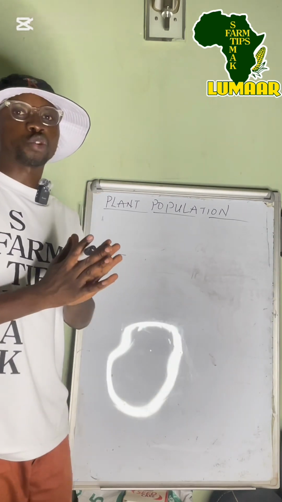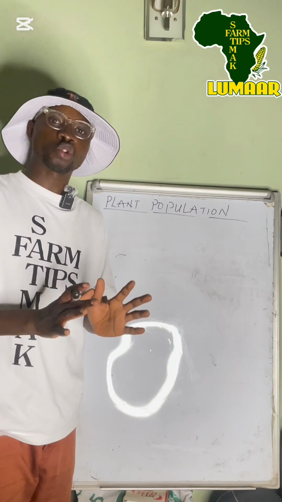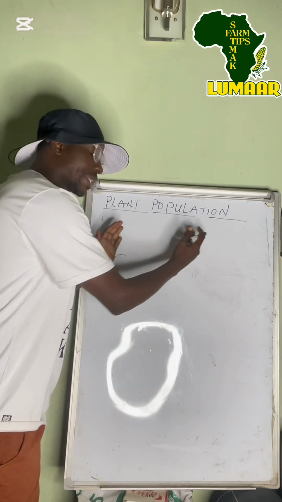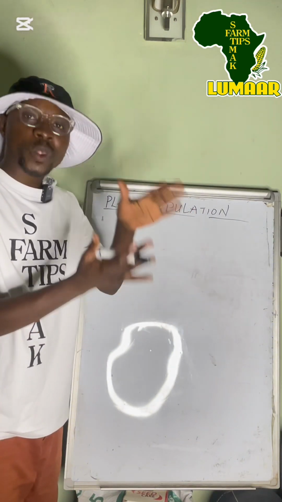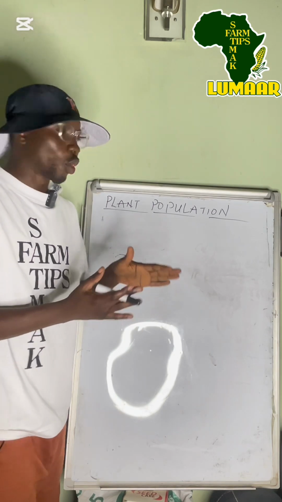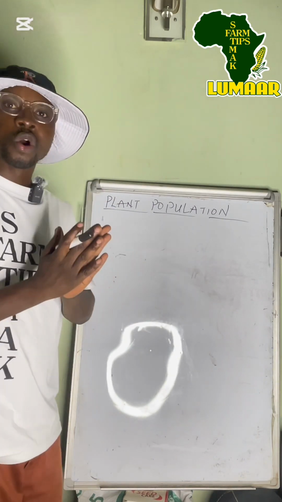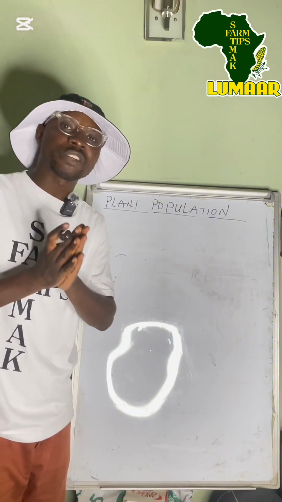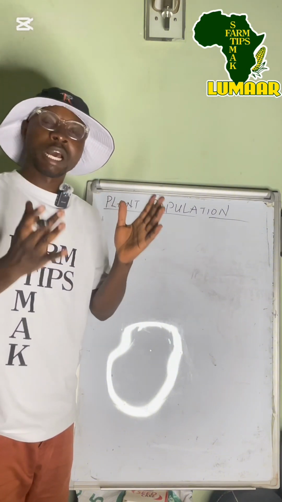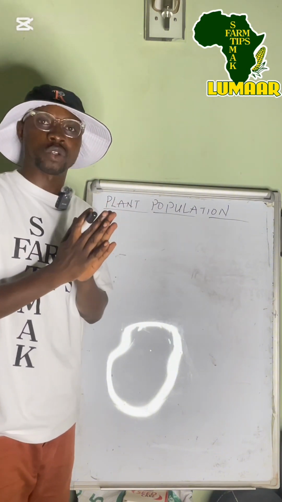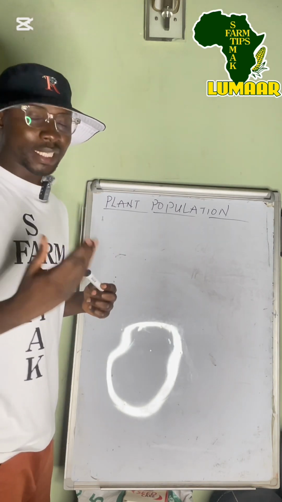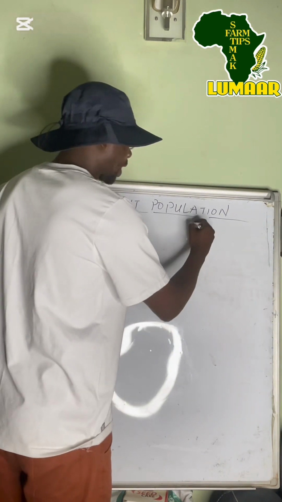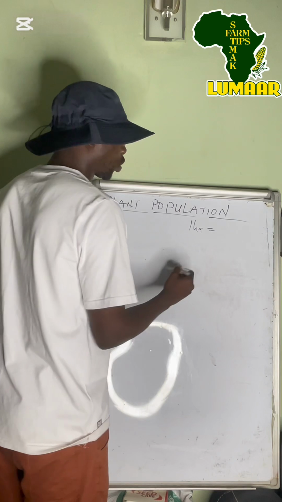So what I intend to do today is to show you how to maximize every space in your plot to grow your plants. I want to teach you how to know plant population. In fact, the secret to achieving maximum yield is by having a high population. Now, we are going to cite this with a hectare. You need to know that 1 hectare is equal to what?